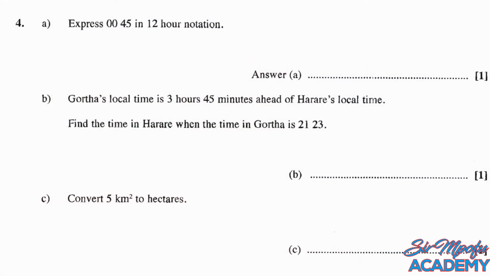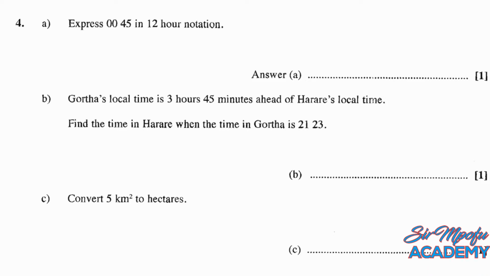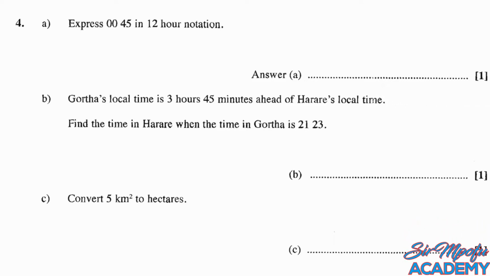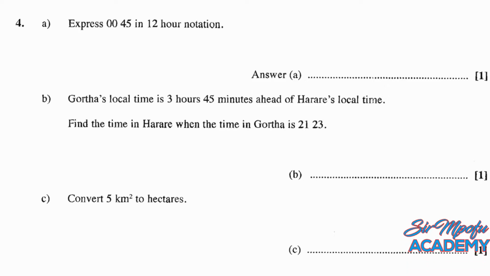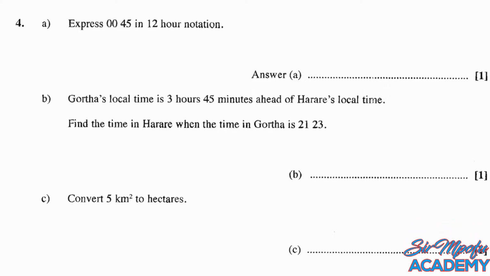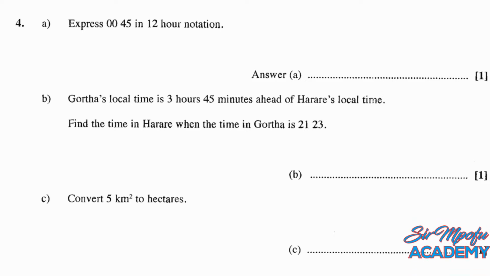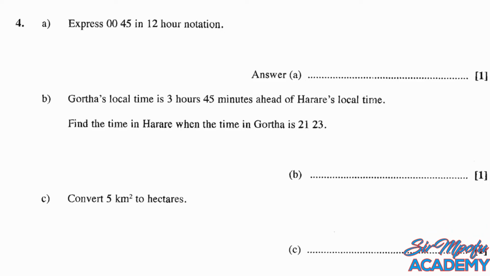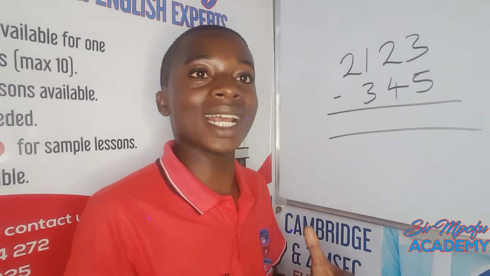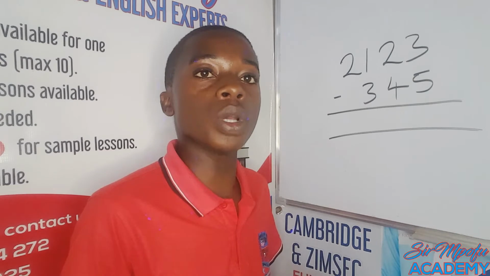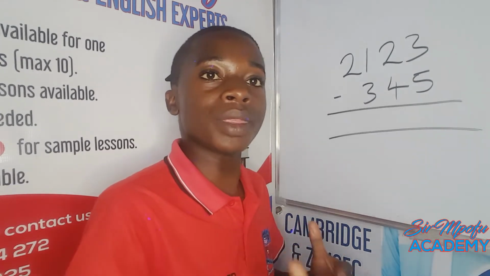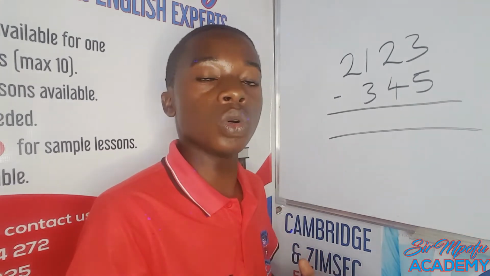Gotha's local time is 3 hours 45 minutes ahead of Harare's local time. Find the time in Harare when the time in Gotha is 21:23, meaning to say 23 minutes past 9. We are told that Gotha's time is ahead of Harare's local time. It means if we are given Gotha's time, for us to know Harare's local time, we are going to subtract 3 hours 45 minutes. Why? Because Gotha's time is ahead by that time. That's why we need to subtract.